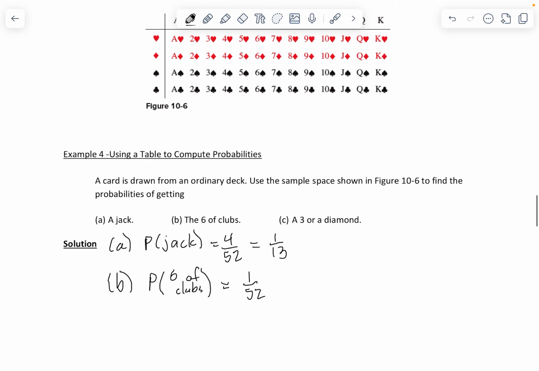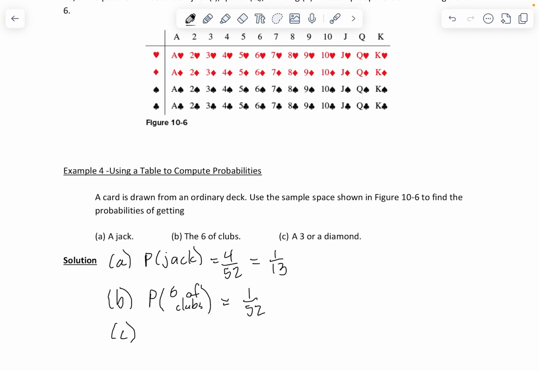All right, and then C, what is the probability of getting a 3 or a diamond? If you look at my sample space, this row right here is all of the diamonds. This column is all of the 3s. There are 4 3s and 13 diamonds, but there is one card that is both a 3 and a diamond, the 3 of diamonds.